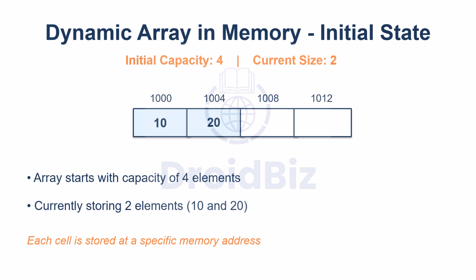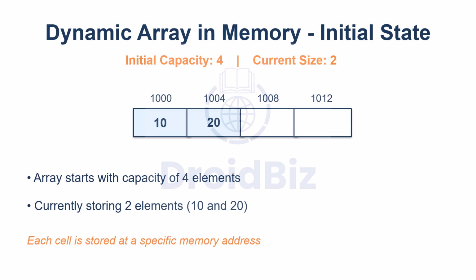Let's look at the memory layout. Each element in the array is stored at a specific memory address. At address 1000, we have the value 10. At address 1004, we have the value 20. Notice that addresses 1008 and 1012 are empty because we haven't used that space yet.